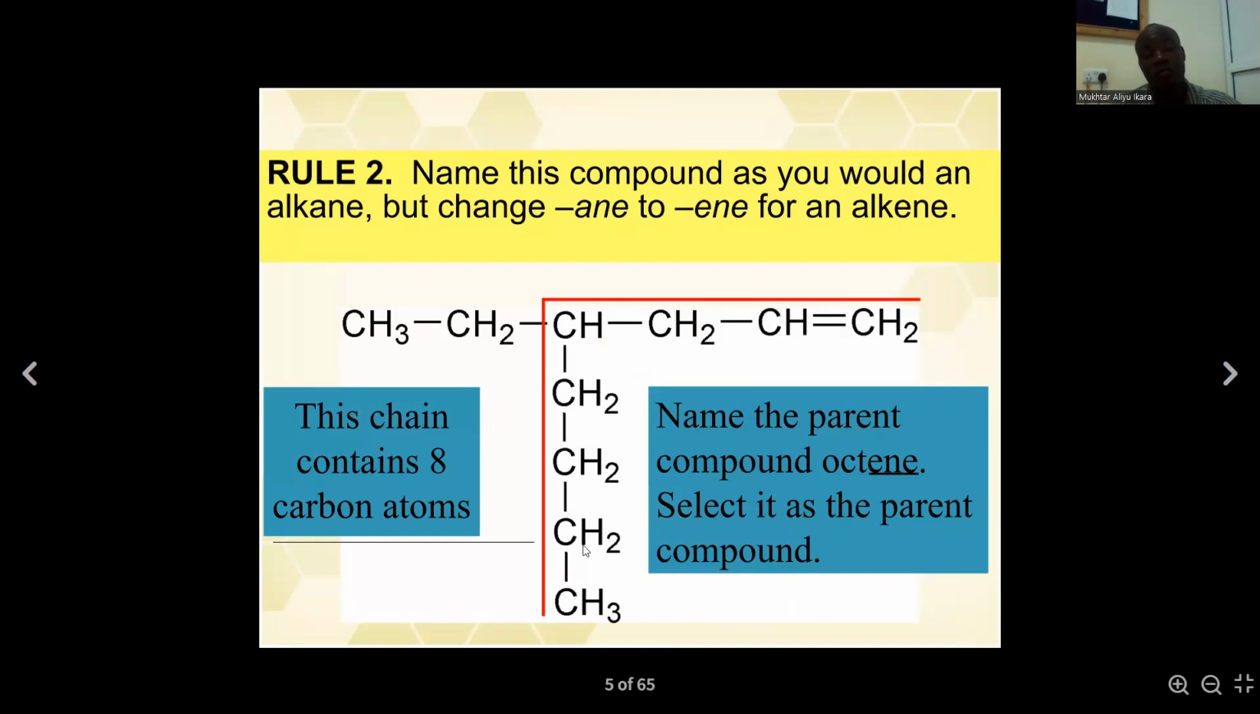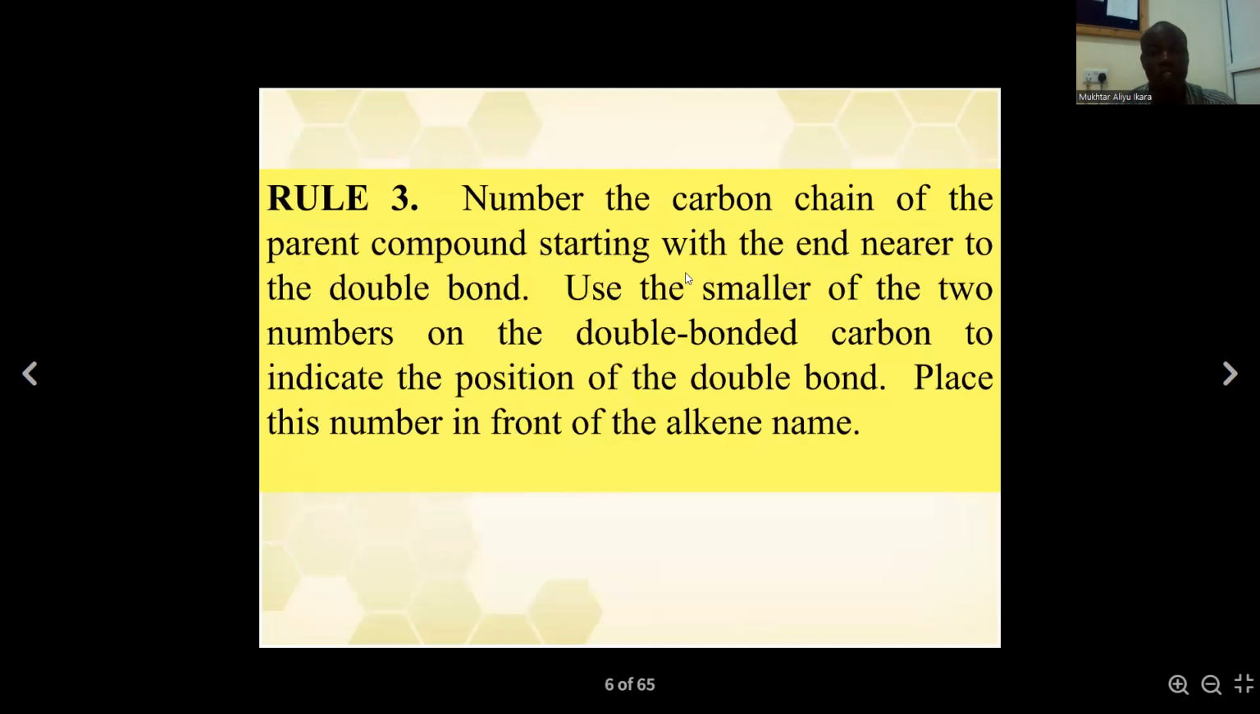Remember, if you are naming an organic compound, always try to select the longest carbon chain. The initial one, when we counted, gave us 6, so we didn't select it because the longest carbon chain there is 6. But if we count in the other direction, we have 8. Because 8 is higher than 6, we select the one with 8 as the parent. Then the next thing is to number the carbon chain of the parent compound, starting with the end nearer to the double bond.